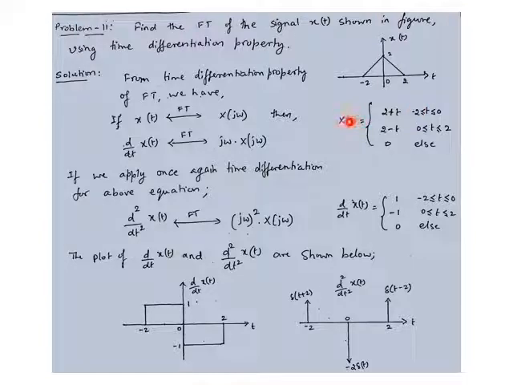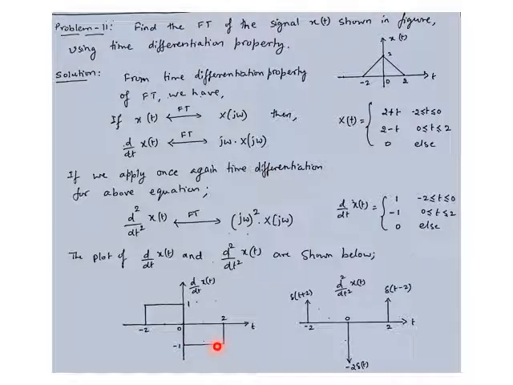If I take the differentiation of this x of t, the differentiation of 2 plus t is 1 over the interval minus 2 to 0. Similarly, the differentiation of 2 minus t is minus 1 over the interval 0 to 2. Else it is 0, as the differentiation of 0 is 0 itself. So this is the first differentiation of x of t. I can also plot d by dt of x of t. The differentiation of this triangular wave gives a square wave with amplitude of 1 and minus 1 over this particular interval.